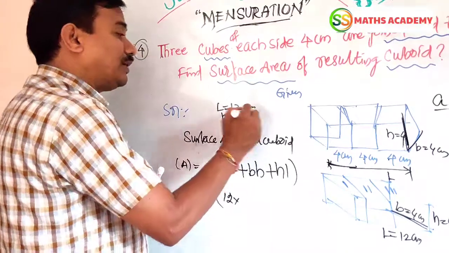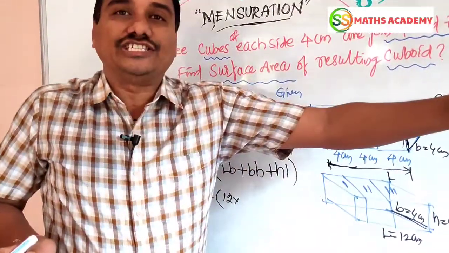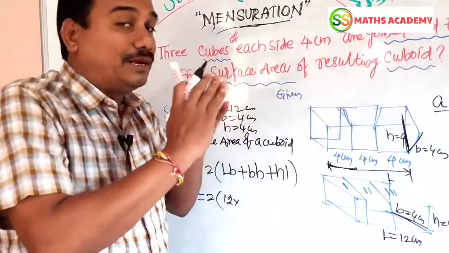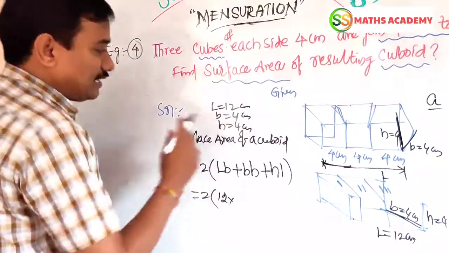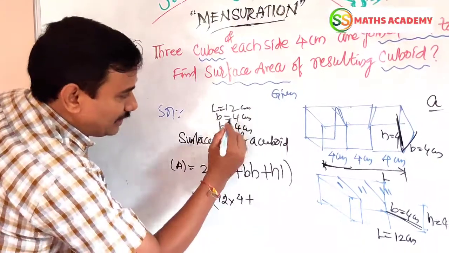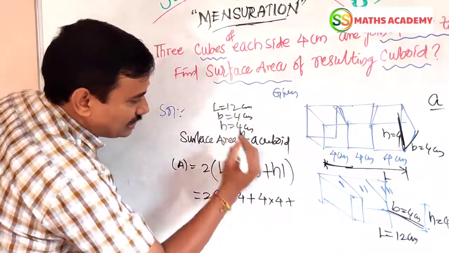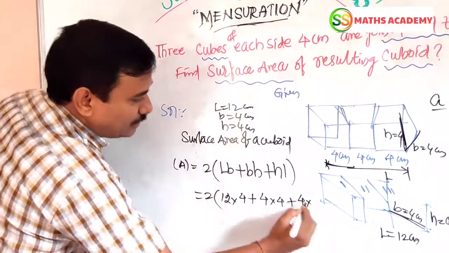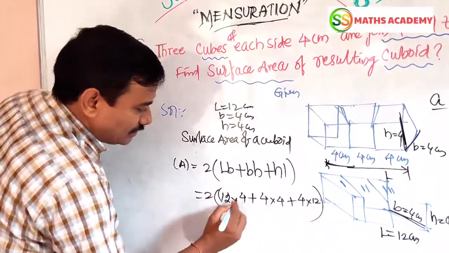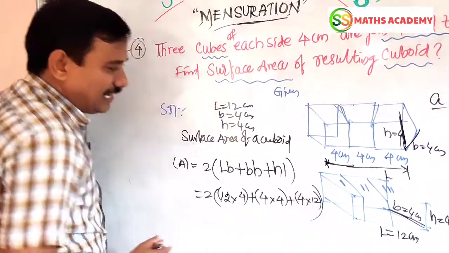Dear friends, you should understand, 3 cubes are joined together, only length will be changed, but breadth and height will not change. Now B 4 plus B again 4, H 4 plus H 4, L 12. This is called LB, this value is called BH, this value is called HL.